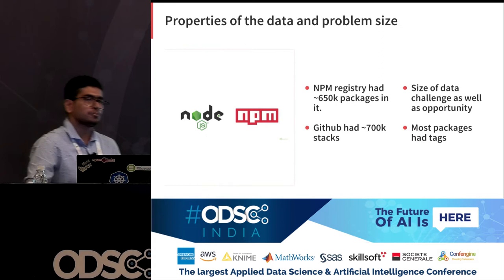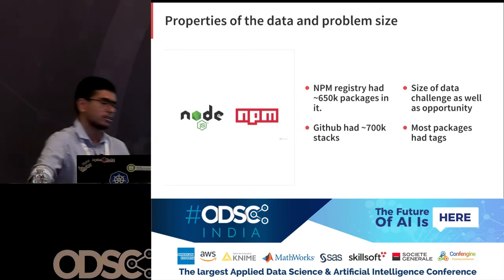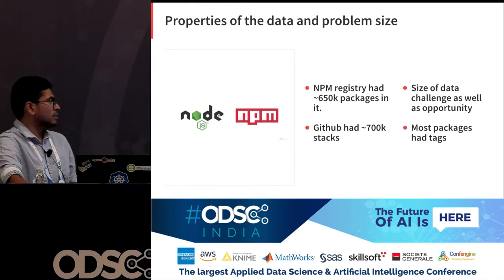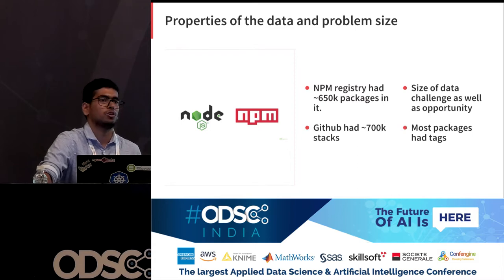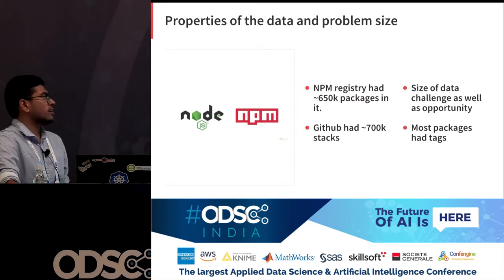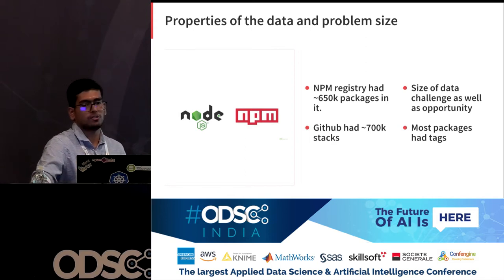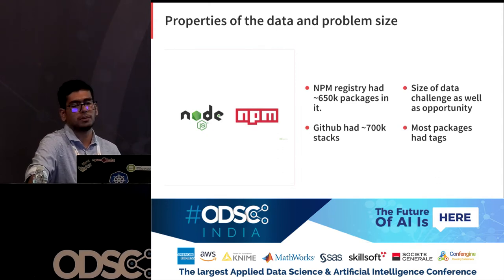So then what did we do? If you remember the graph that we showed you at the beginning, NPM was the fastest growing ecosystem right now, showing exponential growth compared to everybody else. So we thought, okay, let's target the hardest problem first. When you tackle something of this scale, 700,000 dependencies, with 1,000 to 2,000 dependencies uploaded every day, you're dealing with a very large data science problem. At the time we did this experiment, there were around 650,000 packages over there. A package is nothing but a dependency, of course. GitHub had 700,000 stacks for NPM available.